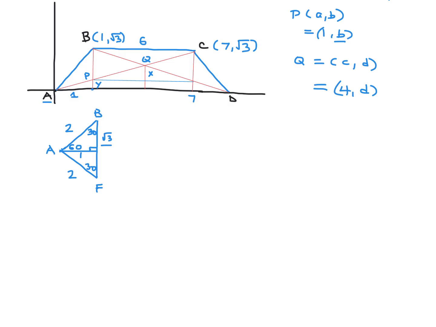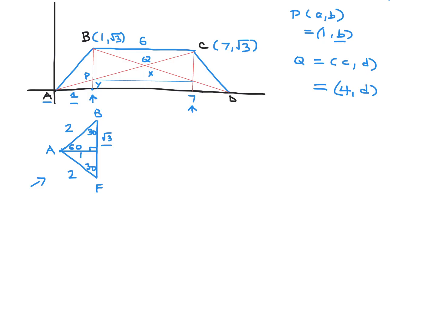All right, so let's ensure that we understand this whole setup here. The P is going to be 1b because the distance from A to this point is 1. We figured that out over here with the 30, 60, 90 triangle explanation. And then the Q, that would be 4d. The reason it's 4 is because from this point here to this point is 6 actually. So if you cut that in half, it would be 3, and then you have to add 3 to this 1 there. That's why it's a 4.